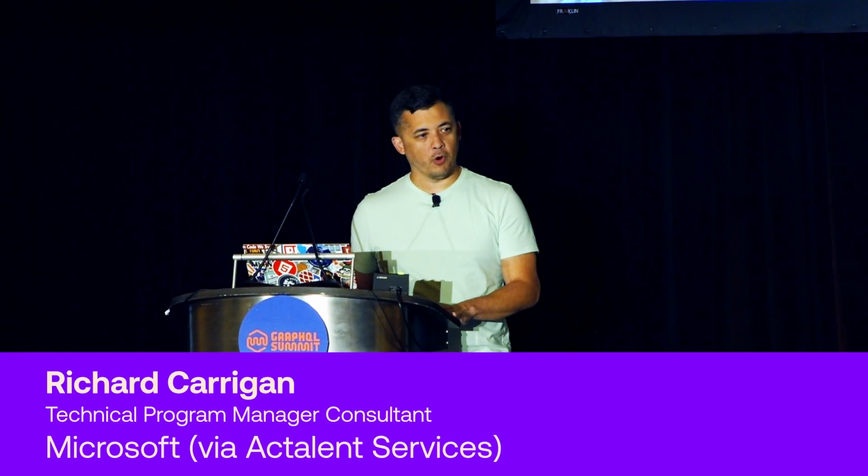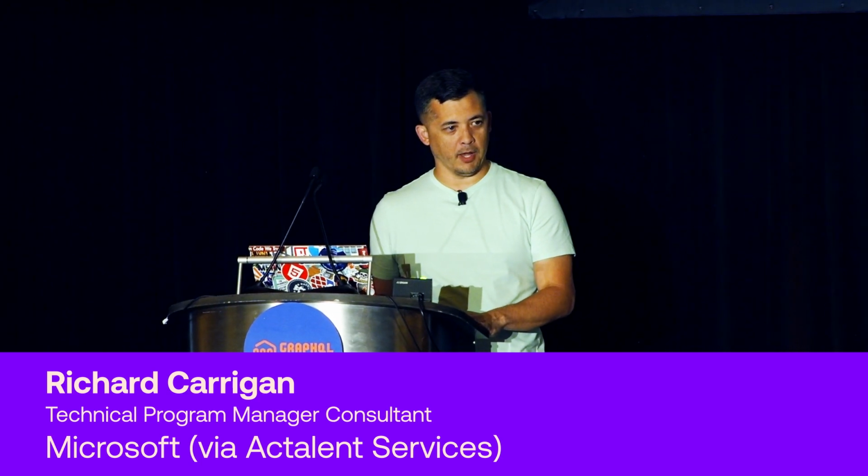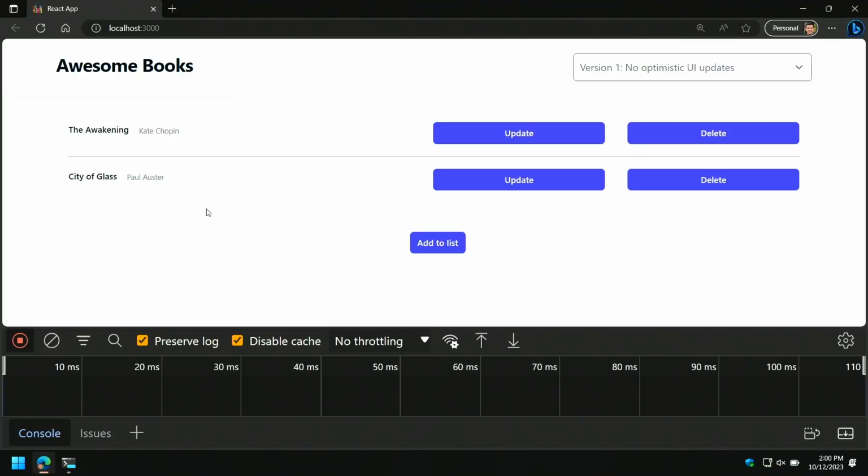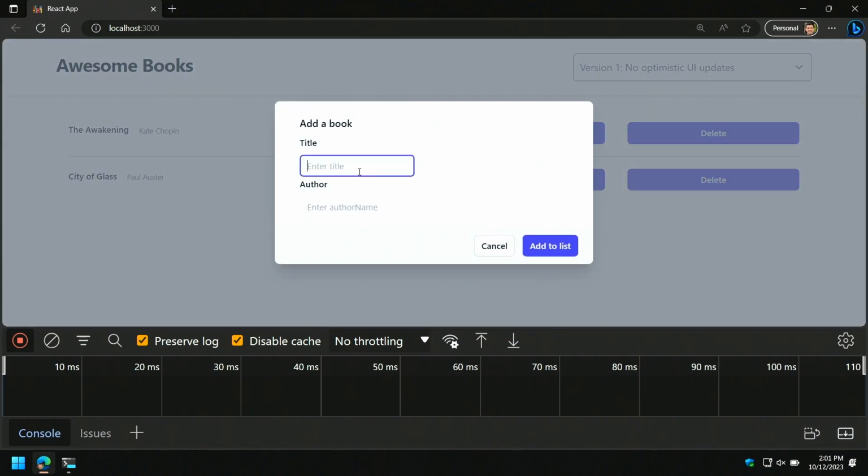So before we start getting into optimistic UI updates, I think it's necessary for us to talk about what problem optimistic UI is trying to solve. So let's switch over to my demo app here. All right, and so just a real simple app with all the CRUD functionality. And so we'll just go ahead and try and create a book.